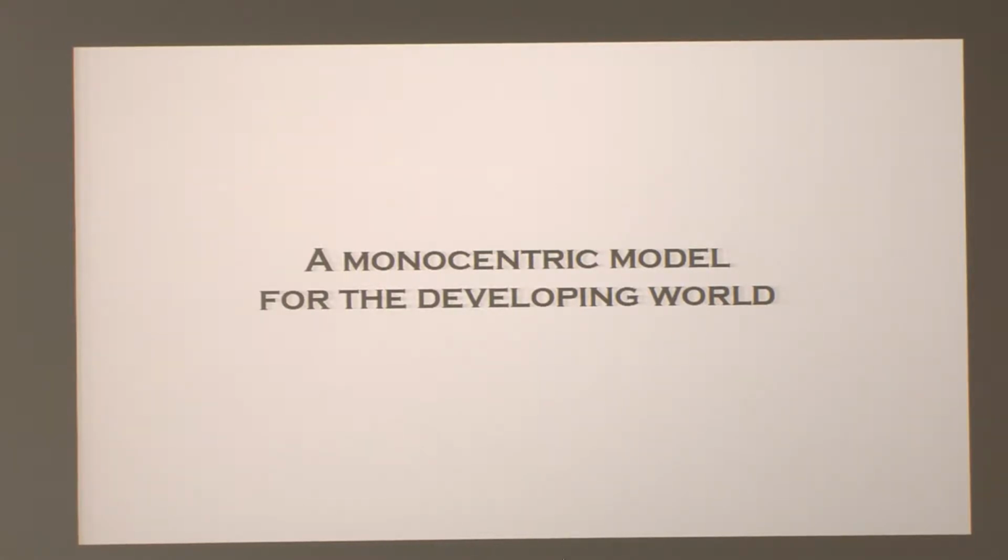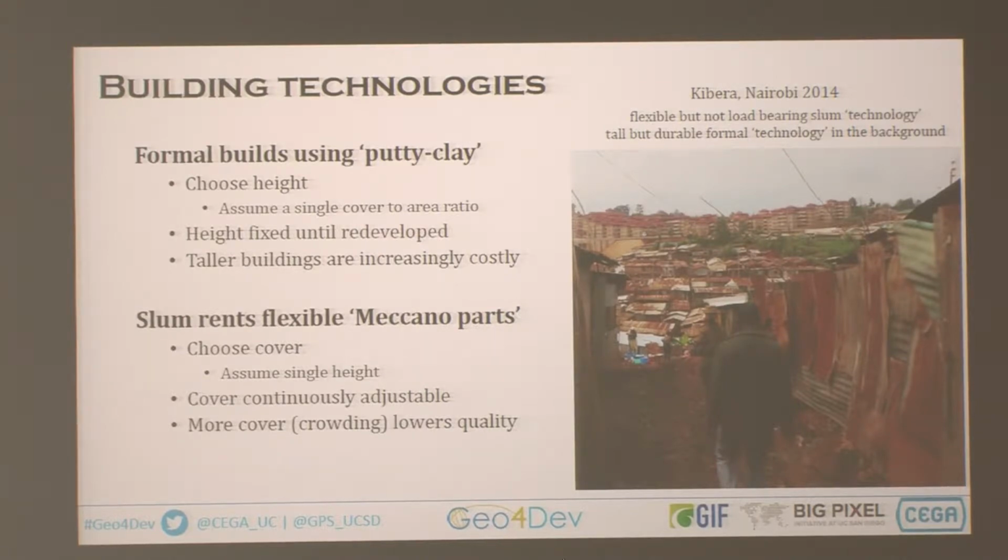So let me talk to you a bit about our theory. So there's a lot of ingredients going on here. I said the model's dynamic. It's also monocentric. So that means that prices are increasing towards the city center, and prices are increasing across time. But one of our main contributions here is on the supply side. So we have differences in building technologies.